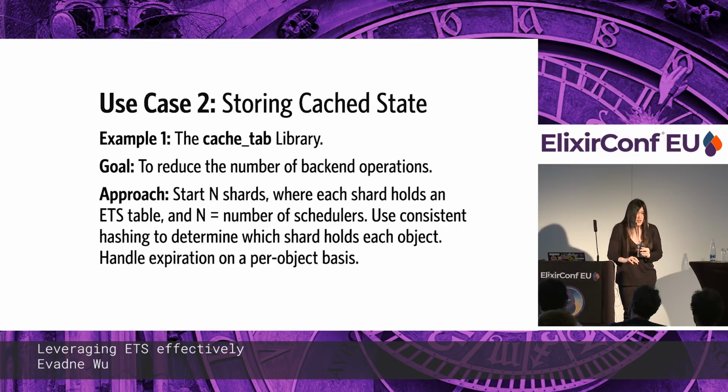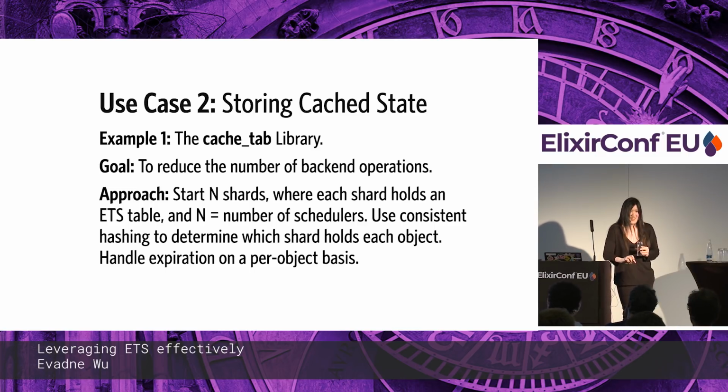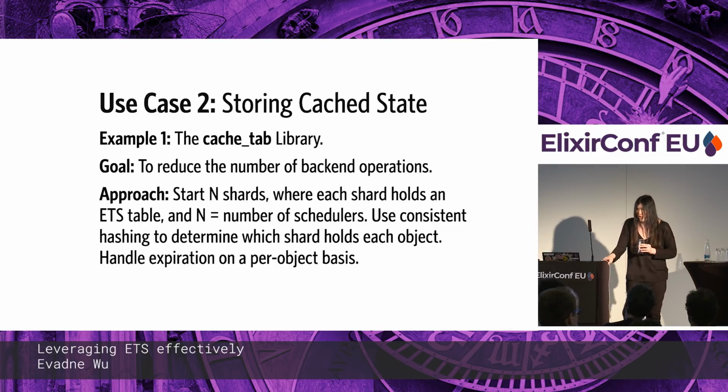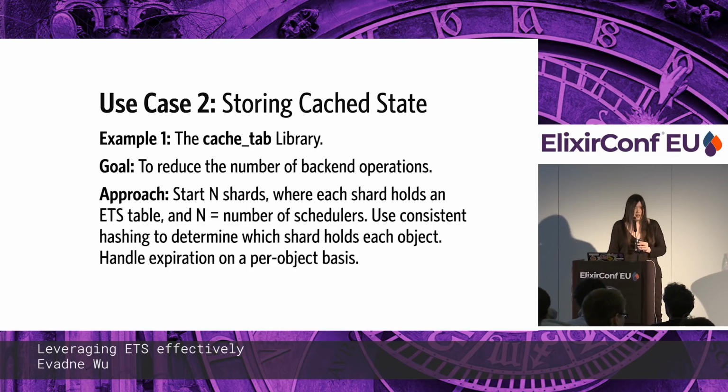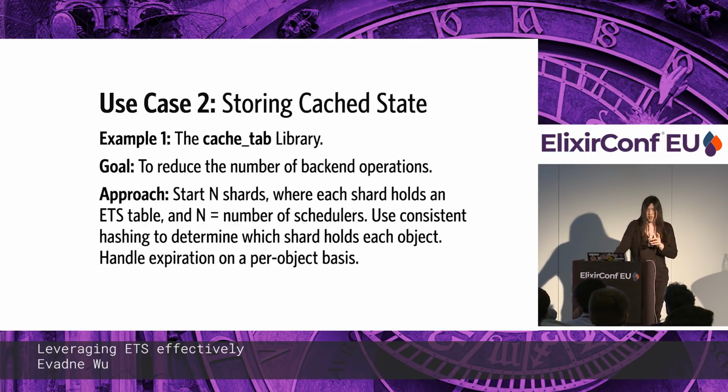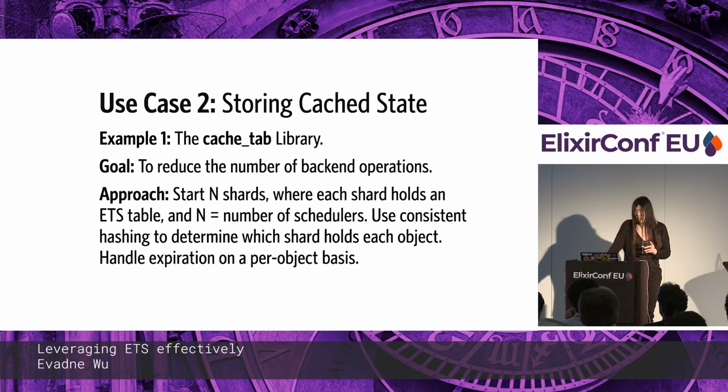The library has an interesting setup in that it doesn't just use one ETS table. It uses as many ETS tables as you have schedulers. It also uses something internally called consistent hashing, an algorithm that allows you to consistently tell which partition or shard a particular key needs to go into. So it knows which ETS table to put the value into when caching. It's a pretty interesting library, and I do recommend checking it out. This is one way of implementing ETS for caching purposes.